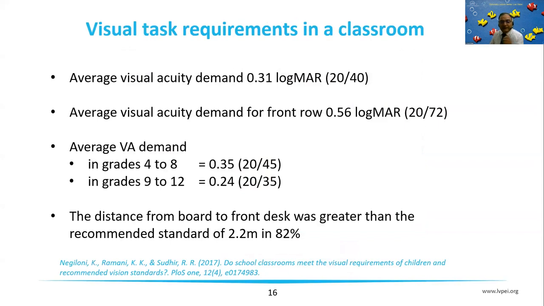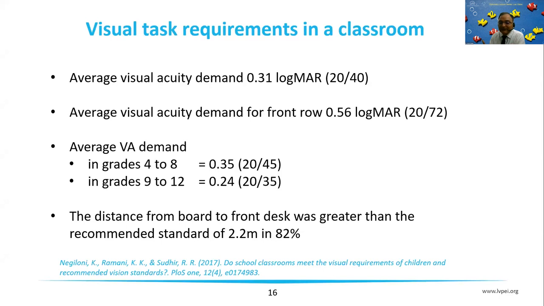And this paper from Shankar Netrale suggests that the average visual acuity demand for a person sitting in the front row is 20/72. And the standard distance that is recommended is 2.2 meter, but that was not maintained in 82% of the government schools where they did the study to look at what proportion of schools maintain that recommended standard distance.